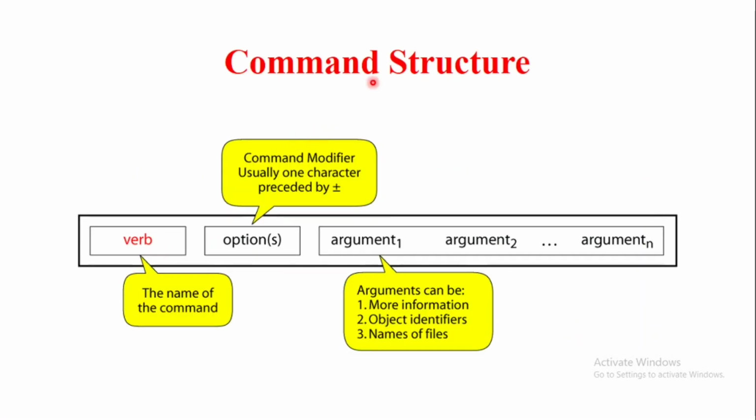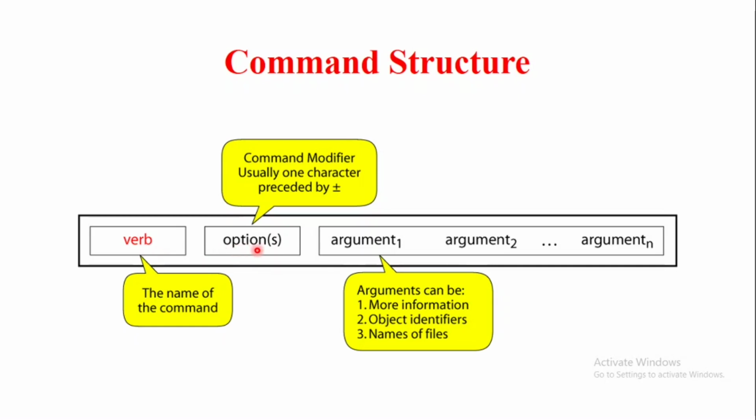Command structure. We will see the command line. The command line consists of basically three important parts. The first part, which is represented as the verb, is nothing but the name of the command that is to be executed.